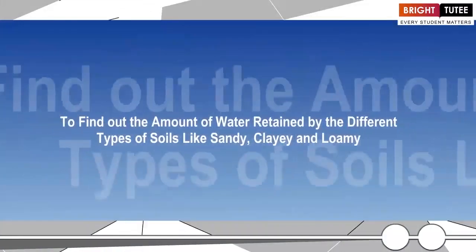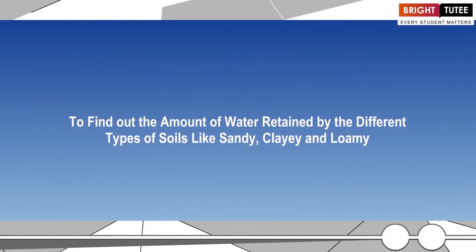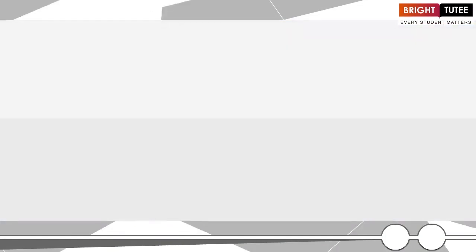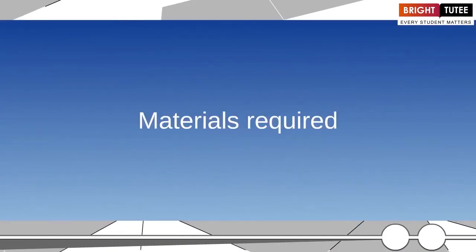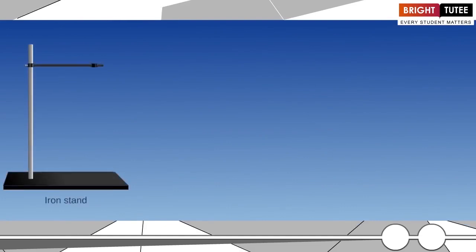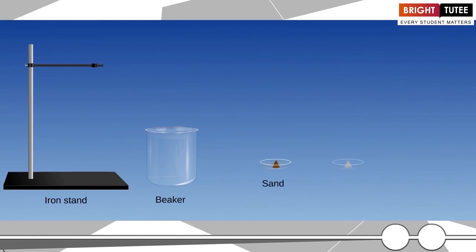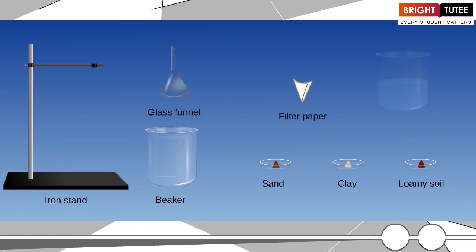Aim: to find out the amount of water retained by different types of soils like sandy, clayey and loamy. Materials required: iron stand, beaker, sand, clay, loamy soil, glass funnel, filter paper, water.